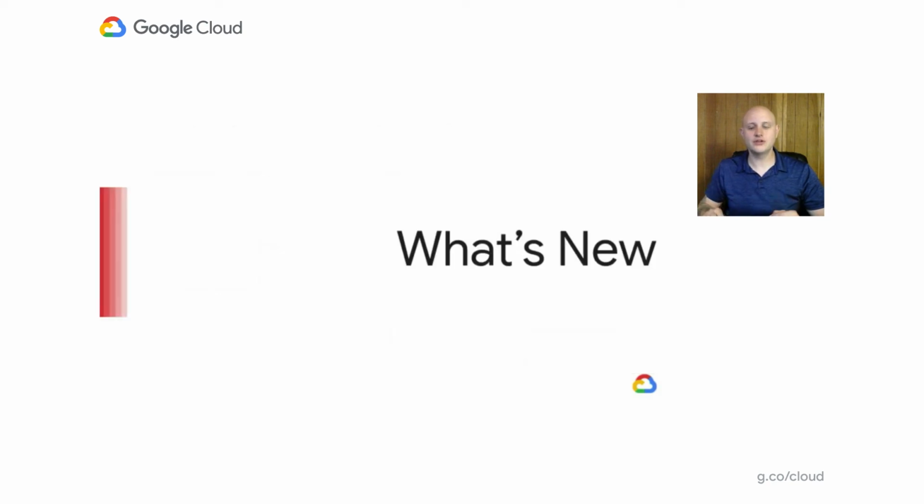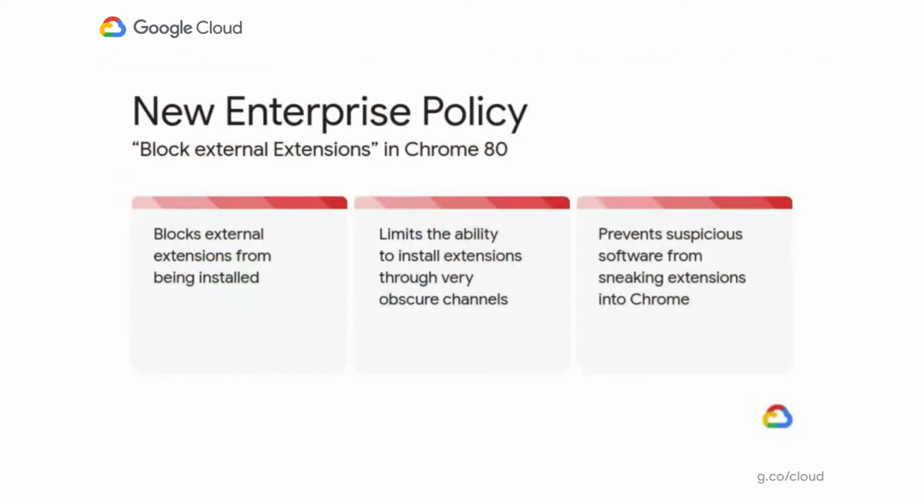So now we're going to shift gears again, and we're going to talk about what's new, some things that are new today, as well as some roadmap items that are going to be coming later on in 2020. There's a new enterprise policy called Block External Extensions, and this is available in Chrome 80 or higher.